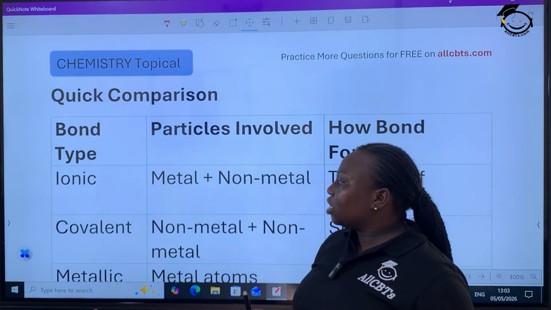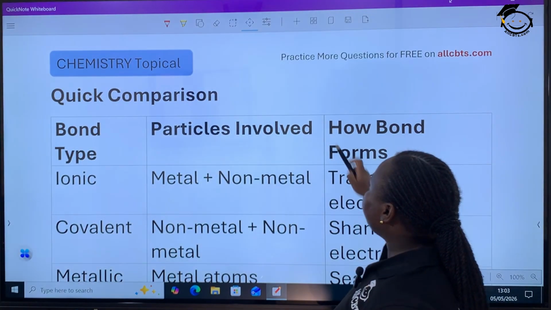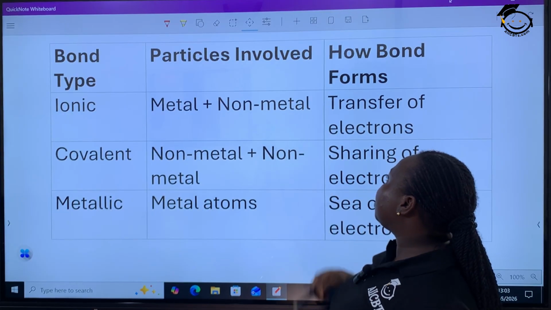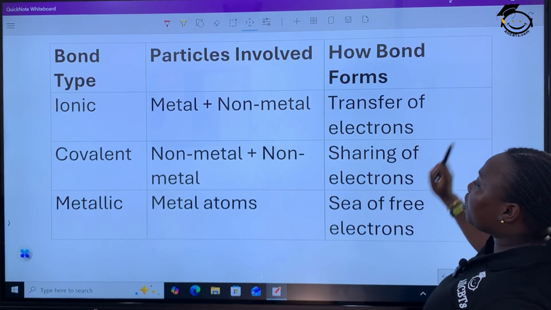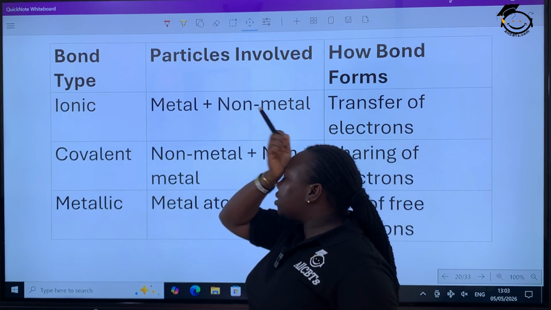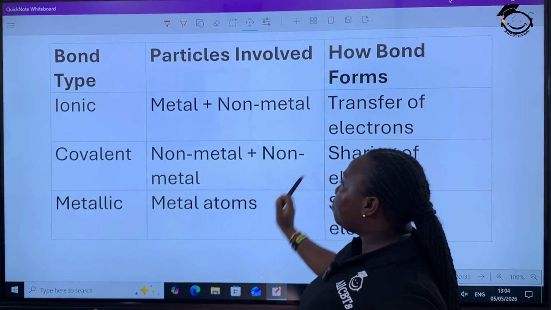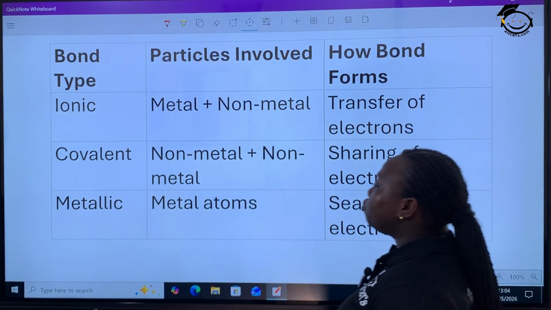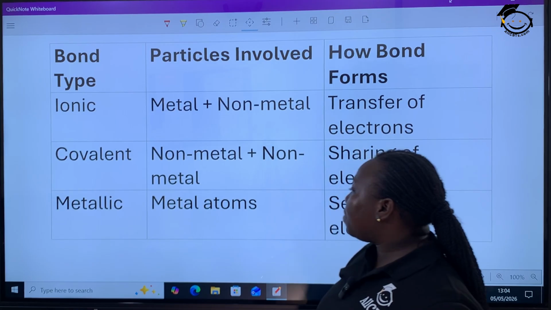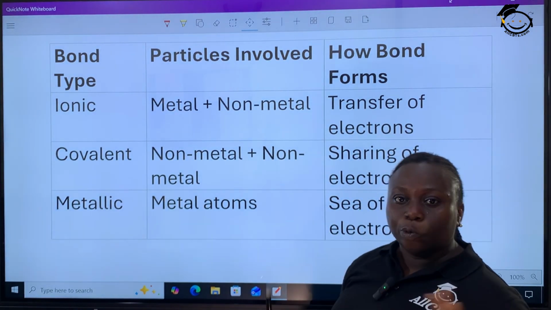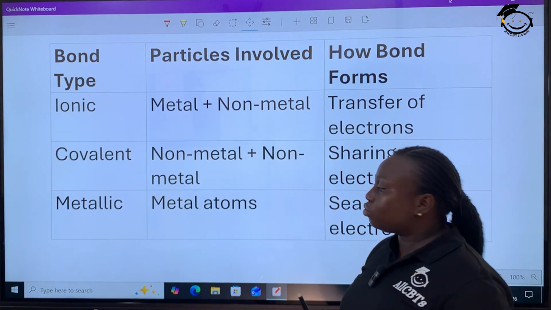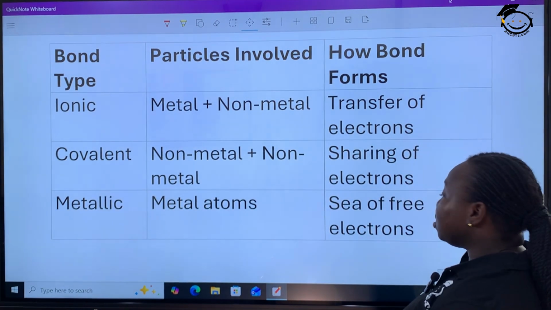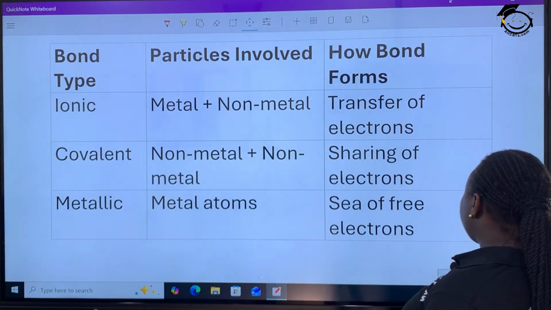Now let us quickly compare. We have seen that ionic means metal plus non-metal, and it's talking about the transfer of electrons. Covalent is non-metal plus non-metal, two non-metals, and it has to do with sharing of electrons. Metallic bonding is talking about metal atoms alone, and we're talking about a sea of free electrons. So it's like the bond between this sea of free electrons.